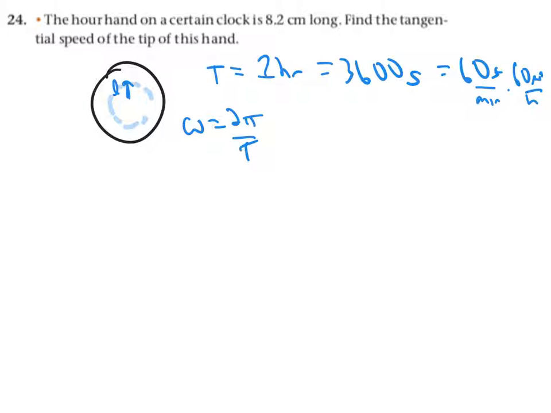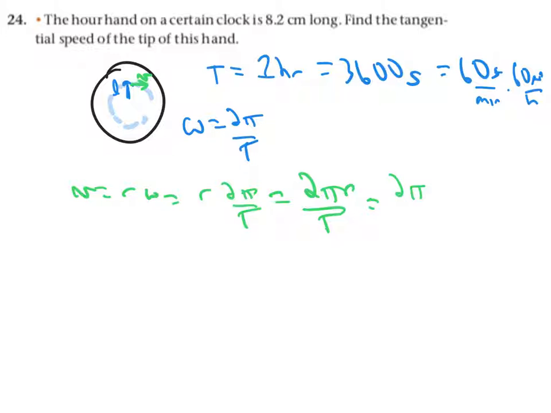What we're interested in is the speed v, that it's moving tangentially, and we know that v equals r omega, so it equals r times 2 pi over T. You can think about it also, of course, as 2 pi r over T, the distance traveled over the time taken. And now we can just put in some numbers.